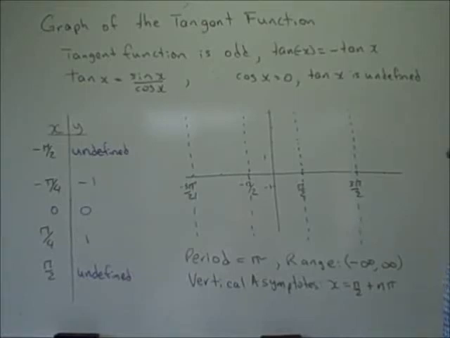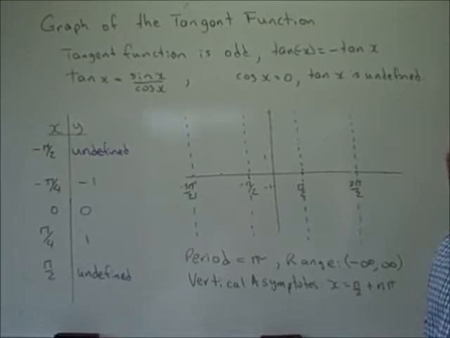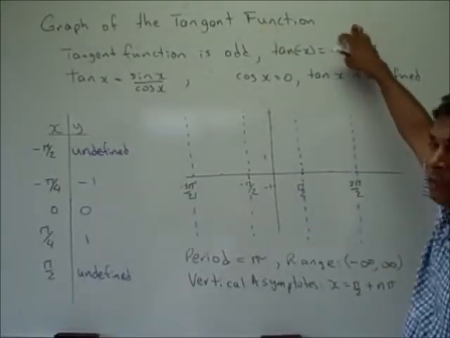Now let's go graphing our next four trig functions. That's our tan function, our cotan function, our secant function, and our cosecant function. First, we'll be looking at the graph of the tangent function.